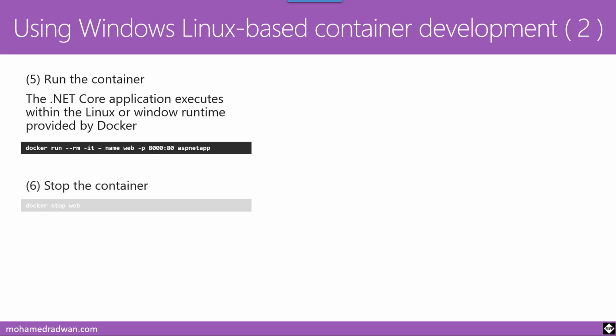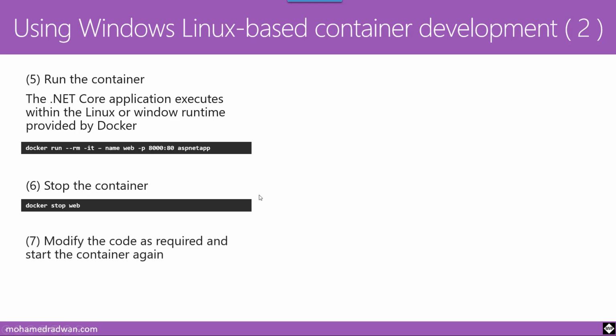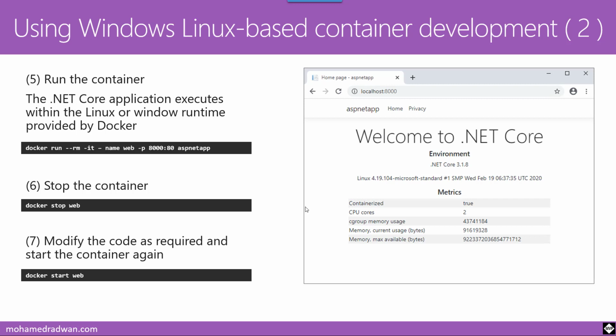And of course, I can stop the container with docker stop web, because web is the name of the container. Remember, once I stop the container, because I have the --rm switch, it means that this container will be deleted. And of course, I can modify the code as required and rerun all the steps again. When I access my browser, I can execute docker start web. Of course, in this case, it will not be available because this container is already deleted, but just to give you an idea if you would like to start the container again. And if I navigate to port 8000, I can see the sample .NET Core application running.